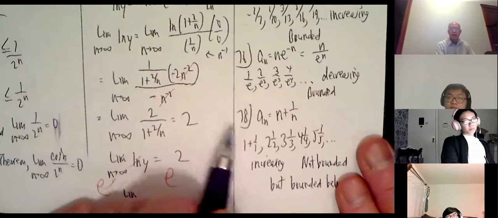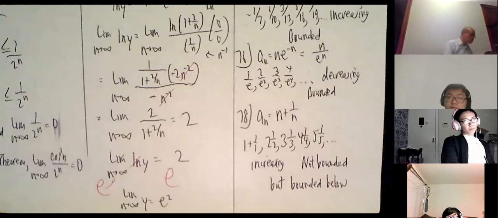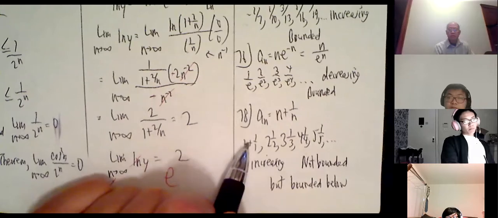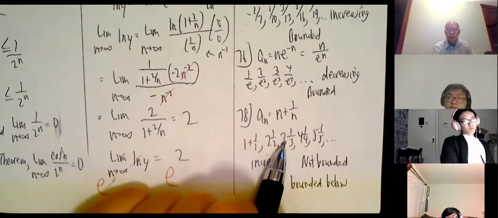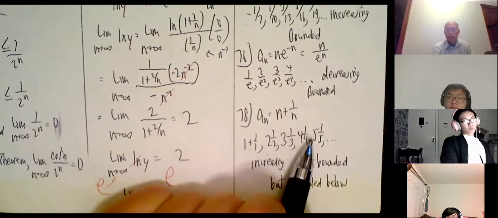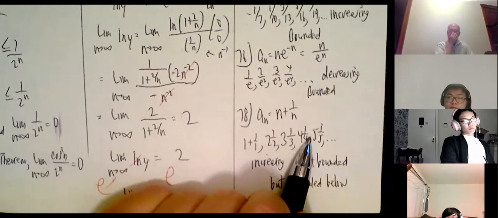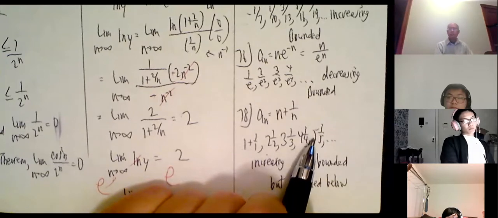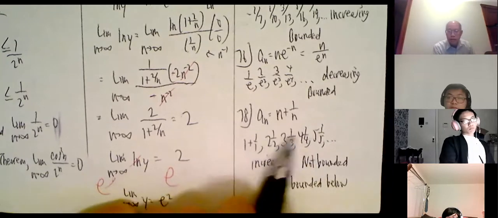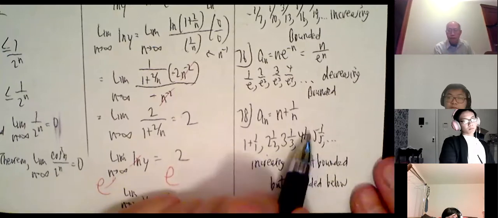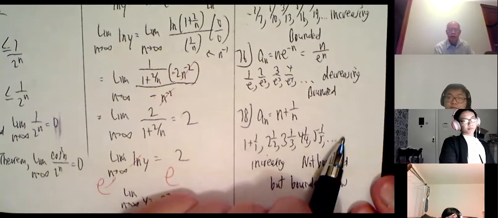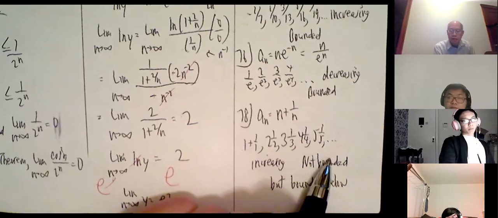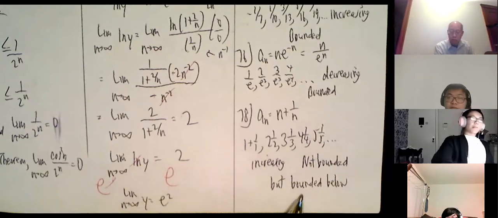Okay, A sub n is n plus 1 over n. So that's 1 plus 1 over 1, 2 plus 1 over 2, 3 plus 1 over 3, 3 and a third, 4 and 1/4, 5 and 1/5, and so on. Okay, it's clearly increasing, but you can tell it's not bounded. This can clearly get as big as you want, right? 6, 7, eventually a million, a billion, a trillion.